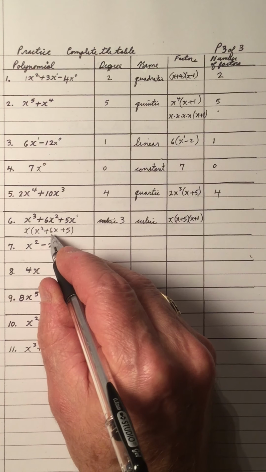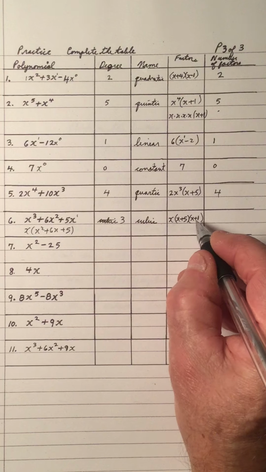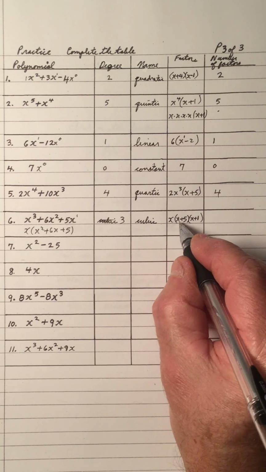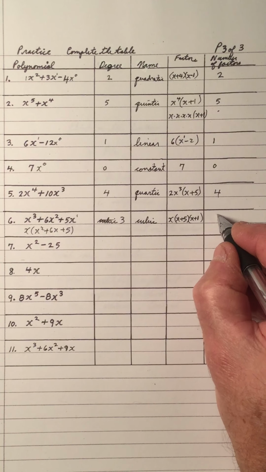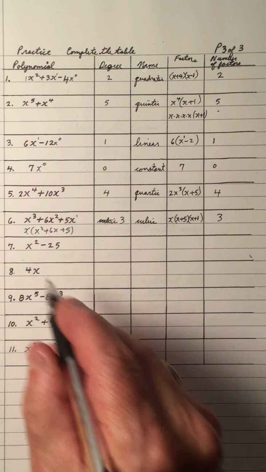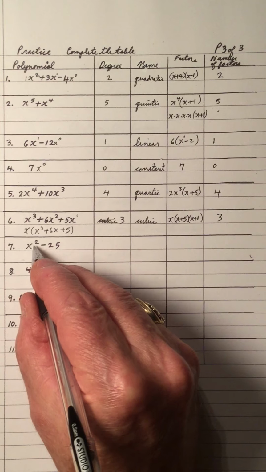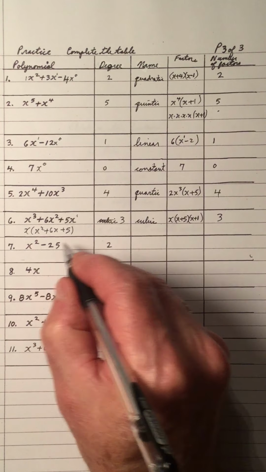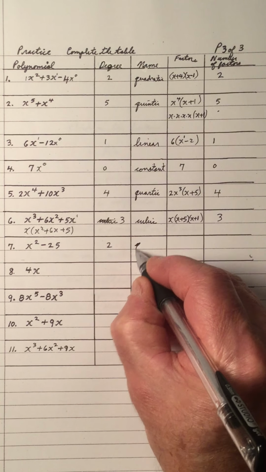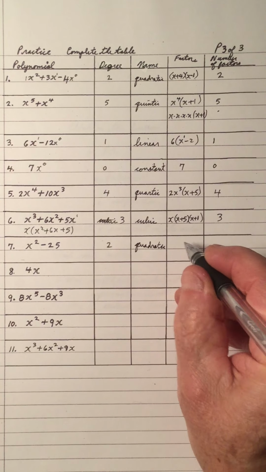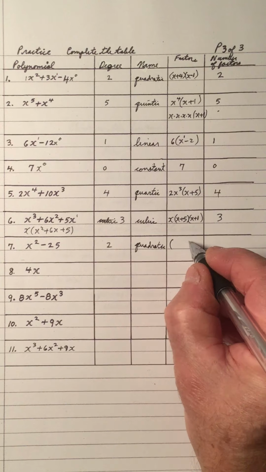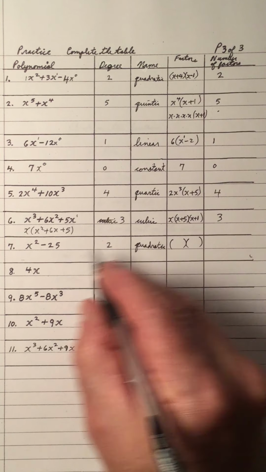5 is the product, 6 is the sum, so the factors are x plus 5 and x plus 1. So there's 3 of them: x, x plus 5, x plus 1. And there's 3 factors. Number 7, the degree is 2, and it's a quadratic, Q-U-A-D-R-A-T-I-C. And factor this one, notice it's a quadratic, so we'll use two brackets.